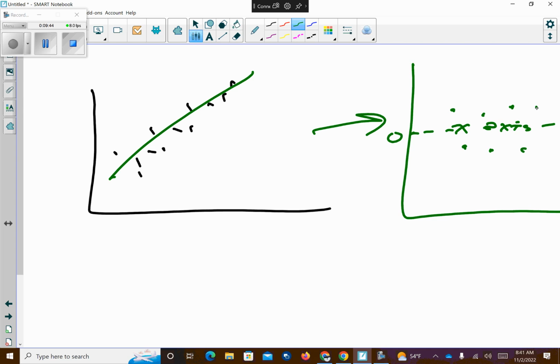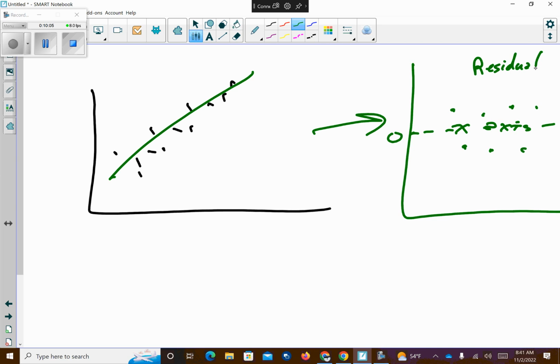So the left is a scatter plot. It shows the explanatory variable, the response variable, and the linear regression line. The residual plot, the left one, or this one, the residual plot, it's replacing the response variable with the residual value for that point.